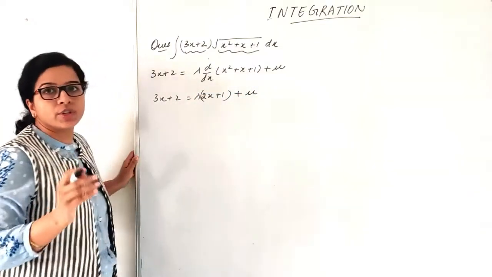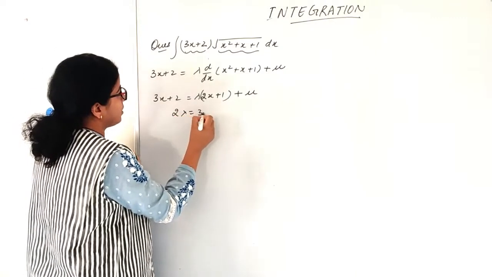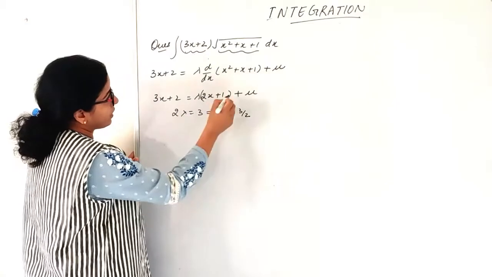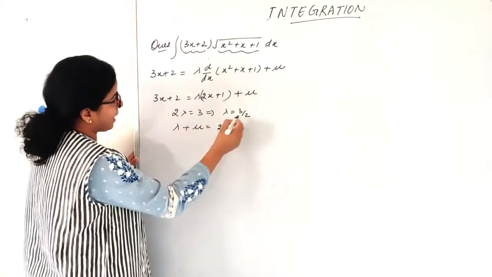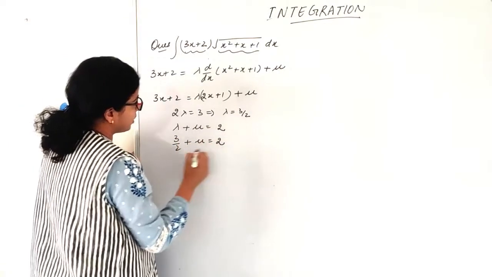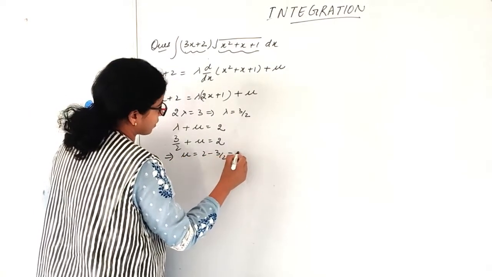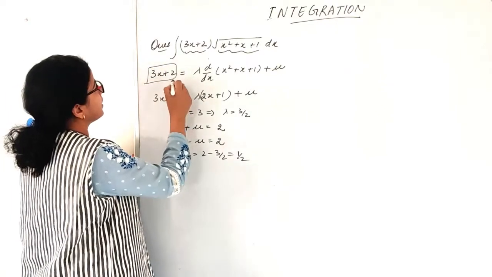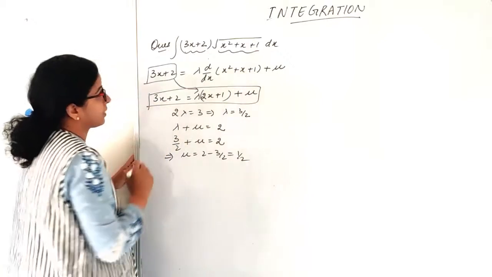Now we'll compare the coefficients of x and constant. So 2 lambda equals 3, which implies lambda is equal to 3 by 2. Moreover, if we compare the constant, lambda plus mu equals 2. Lambda's value is 3 by 2, plus mu equals 2, which implies mu equals 2 minus 3 by 2 equals 1 by 2. Now I can rewrite this part with the value of lambda and mu in this form, correct?